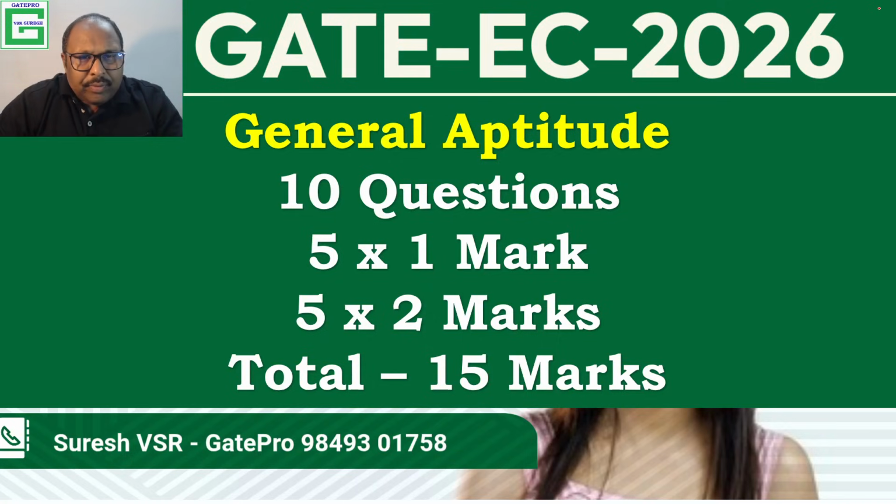Aptitude is very clear. 5 one-mark questions, 5 two-mark questions, which include reasoning aptitude, numerical aptitude, and verbal aptitude. So there could be some calculations, there could be a diagram from which you would interpret, or it could be non-calculation based, non-number based, whatever it is, 15 marks. This is very clear, 10 questions.